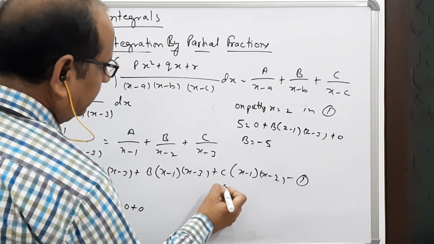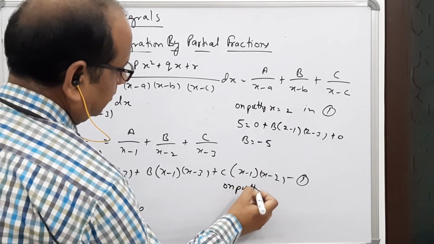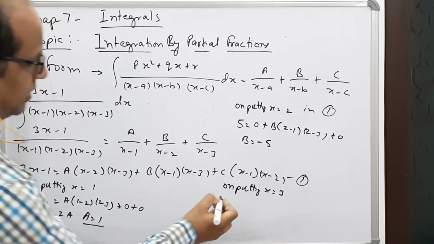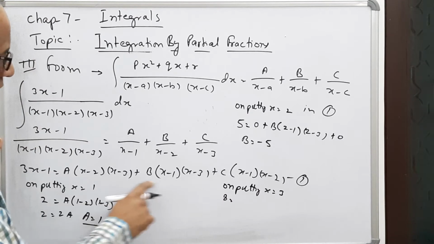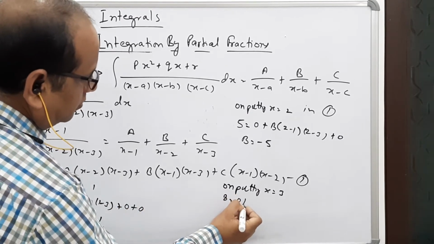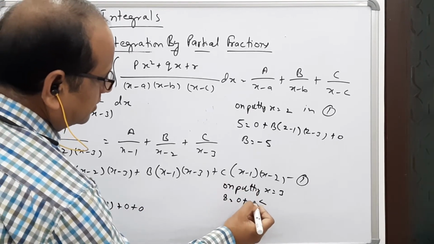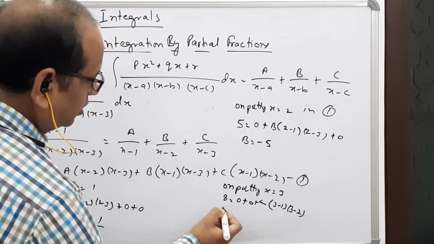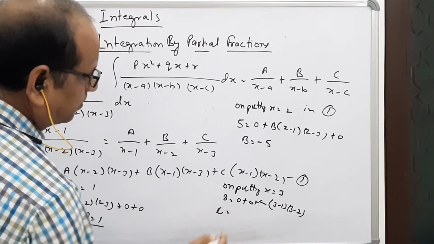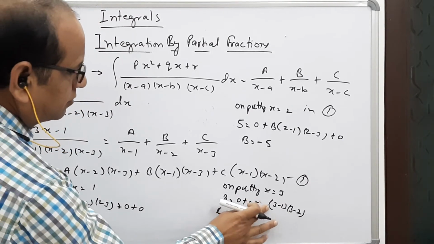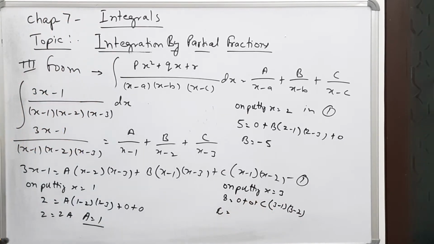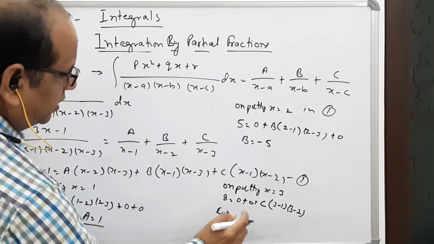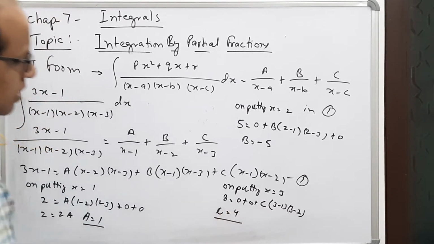The third part is on putting x equals 3. So 3 threes are 9 minus 1, 8. This part will be 0, this part will be 0. So here it is c into (3 minus 1) and (3 minus 2). So 3 minus 1 is 2, and here it is 1, so 2c. So the value of c will be 4.